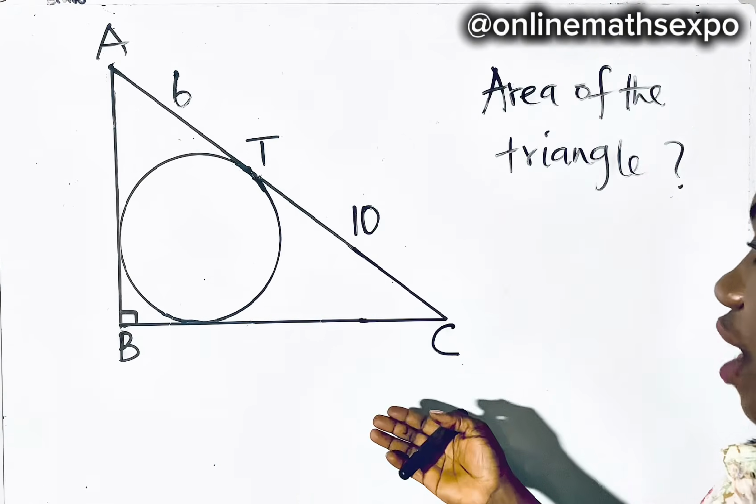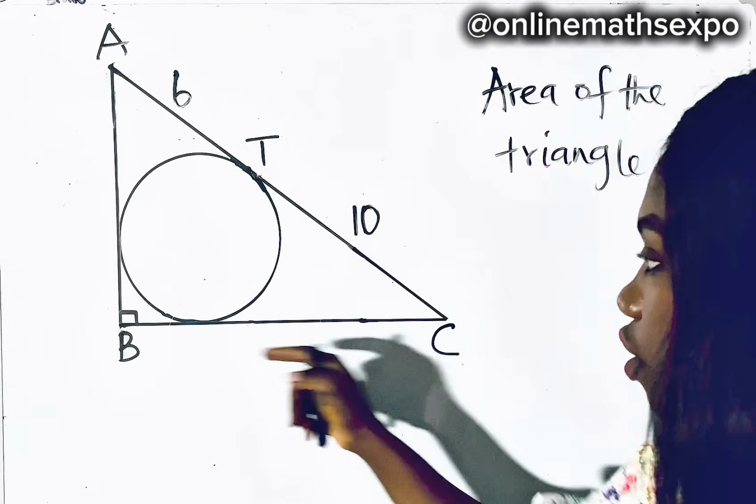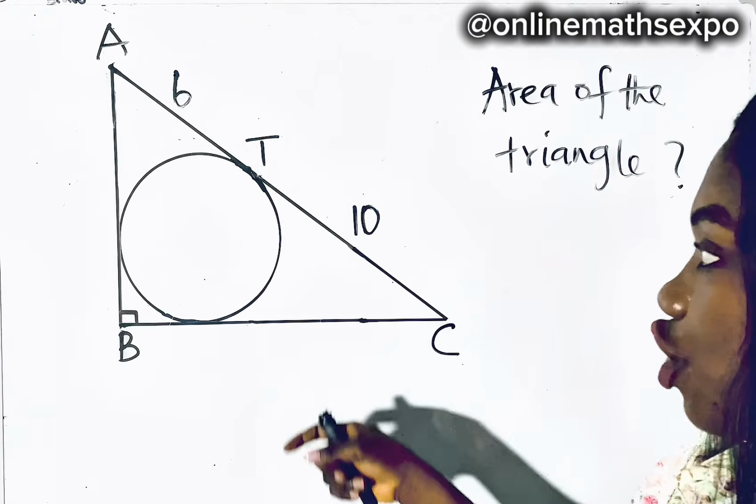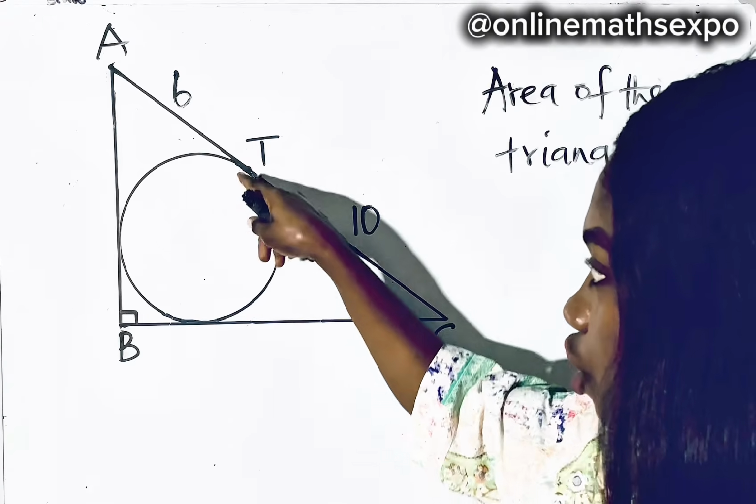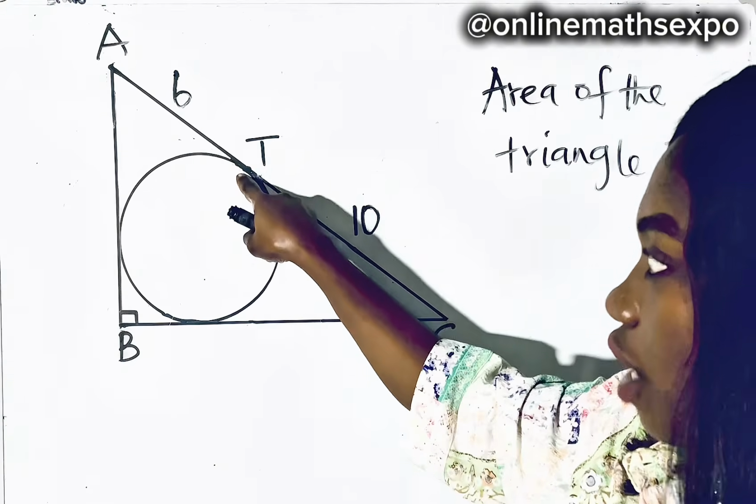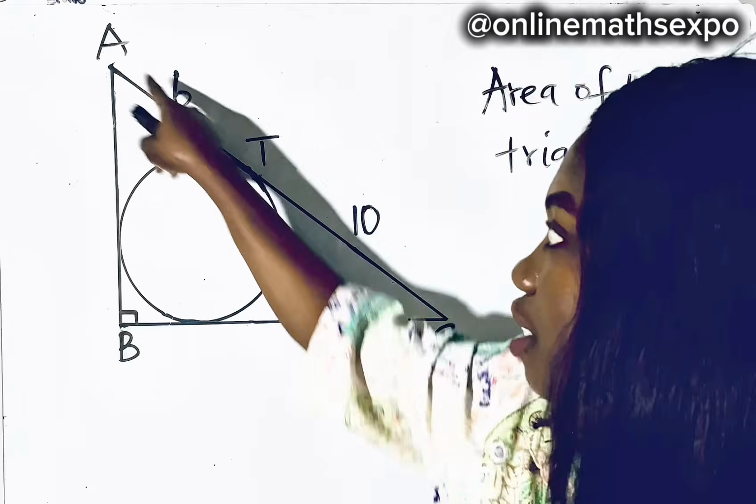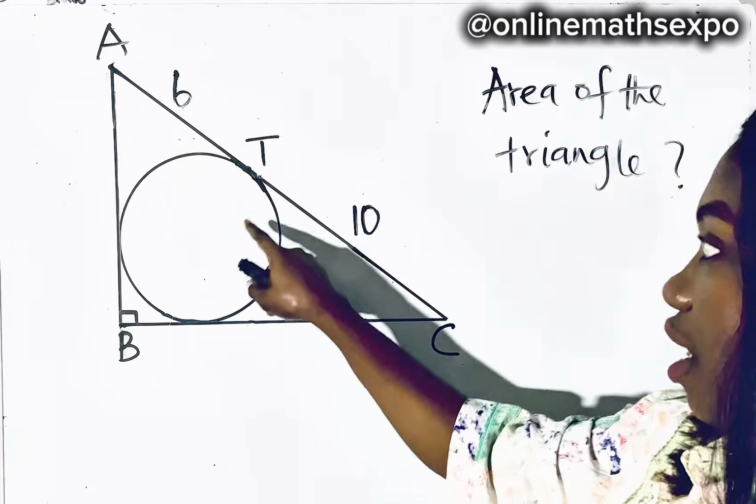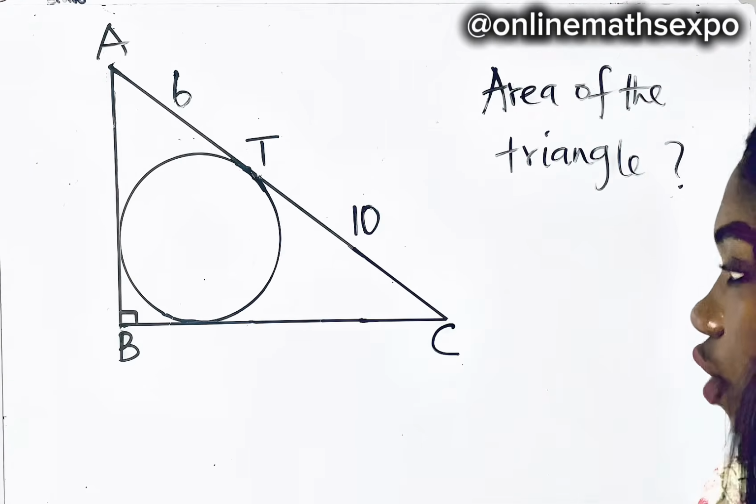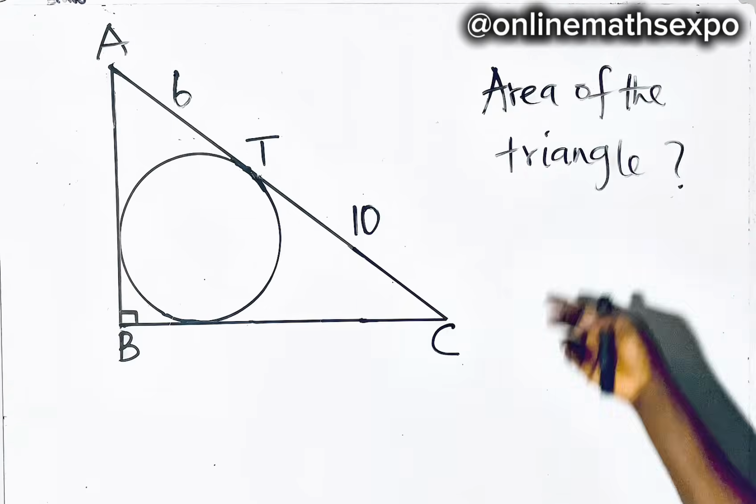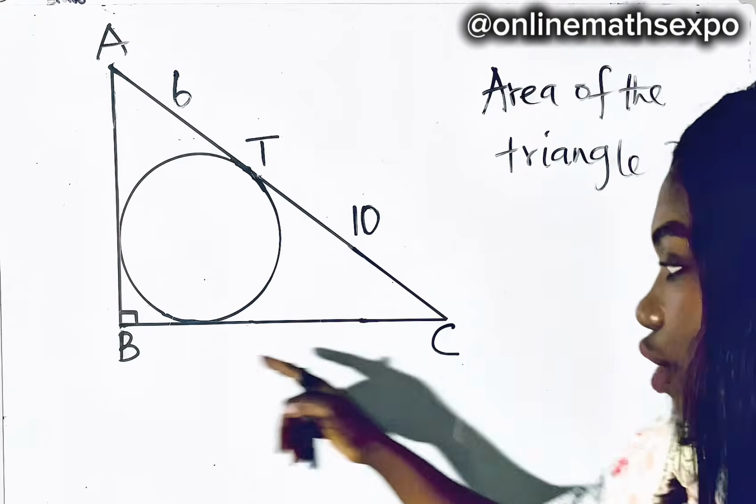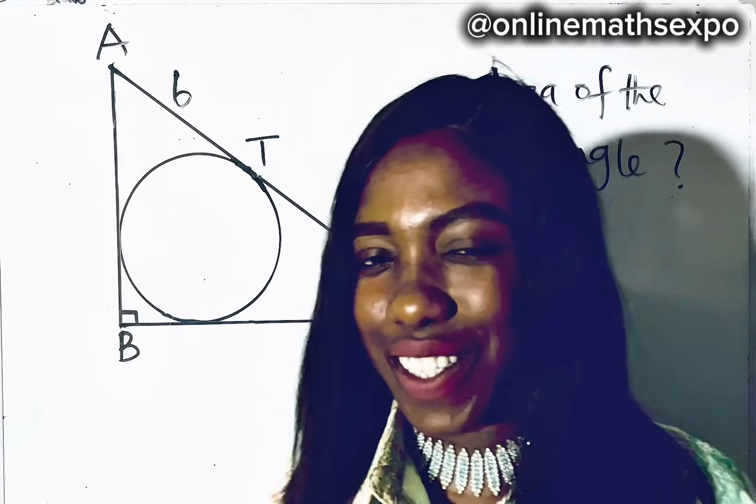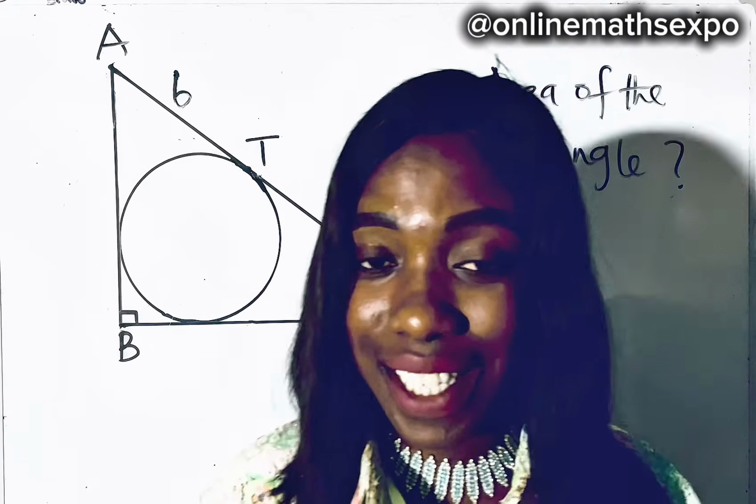We are given a right triangle ABC, whose right angle is at B, and inscribed is a circle such that the circumference is touching this part of the right triangle at T. Length AT measures 6 units, length TC measures 10 units. And the question is asking us to find the area of the triangle ABC. Is this something you can do? Don't worry, I will take you through it step by step.